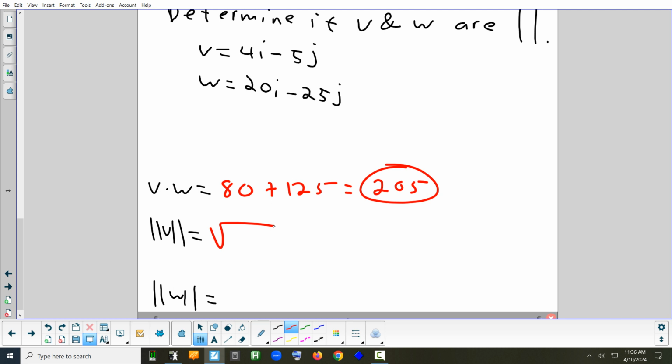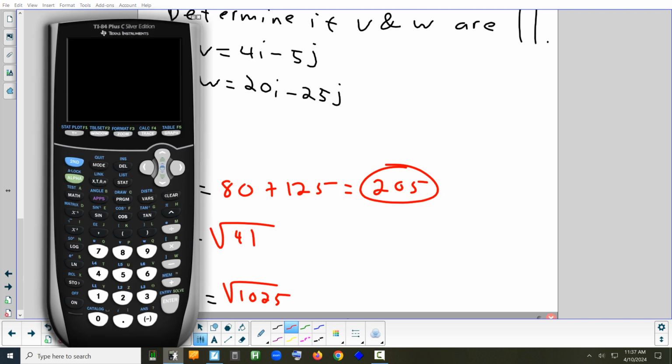Magnitude of V. It's going to be the square root of 4 squared and 5 squared. Square root of 41. And magnitude of W is going to be the square root of 1025. Fill all that into the formula. Or, we don't even need to fill it into the formula. All we have to do is check, do these magnitudes multiplied together give us 205? If they do, then we would have the same number in the top and the bottom of the fraction, which would mean they're parallel.